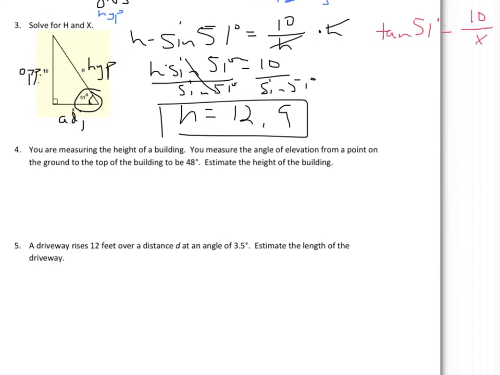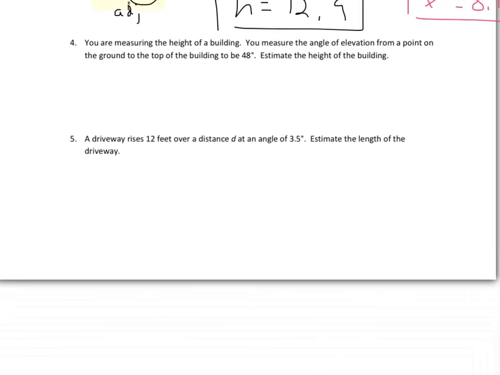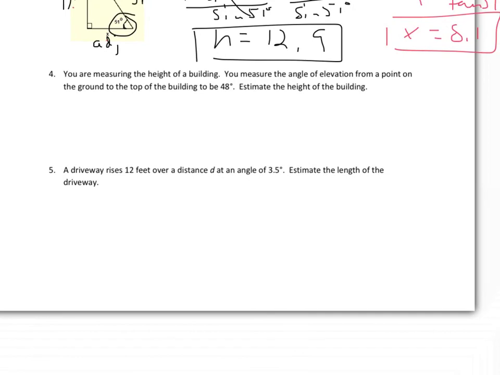Okay, multiply both sides by x, divide the tangent back over, and you're going to get x equals 10 over tangent of 51 degrees. Type that in your calculator, and the answer you're going to get is 8.1. Perfect. Now, I'm just going to do the setup for both of these, and then you guys can actually solve them.